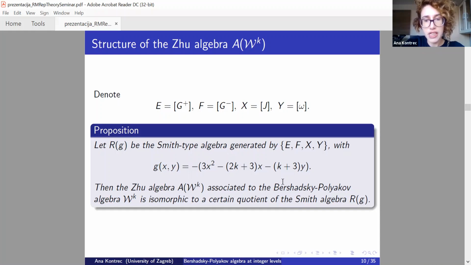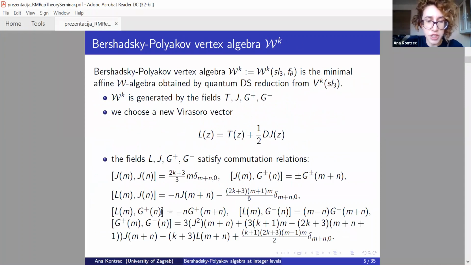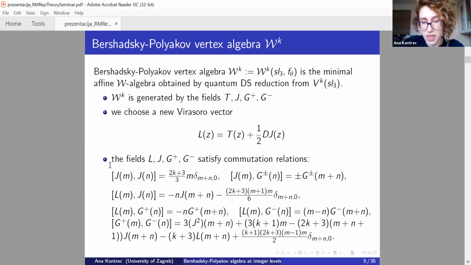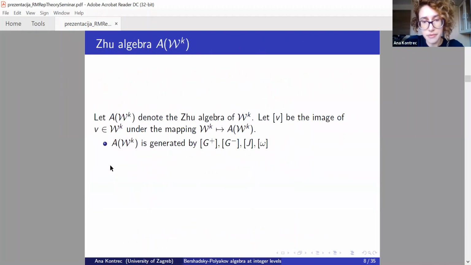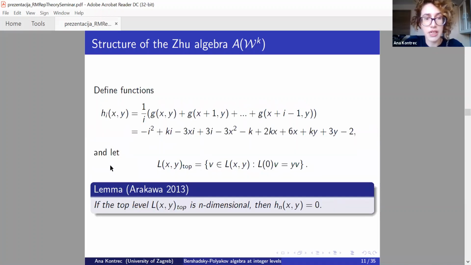This polynomial here comes from commutation relations in the vertex algebra. So it comes from this relation here for the commutation relation between G plus and G minus. Okay, and then we can use properties of the Smith algebra to study representation theory of the Bershadsky-Polyakov vertex algebra.